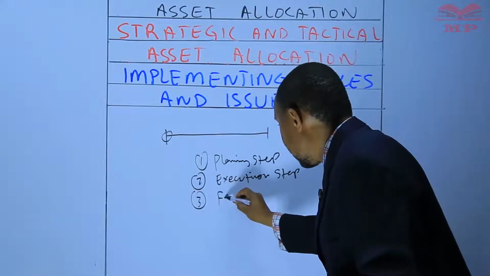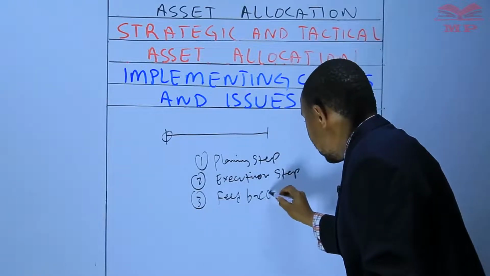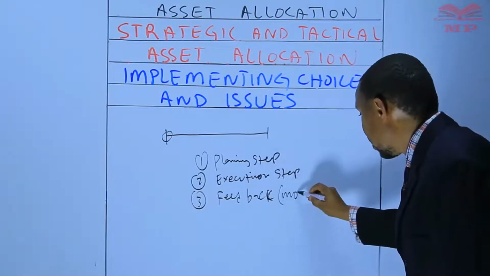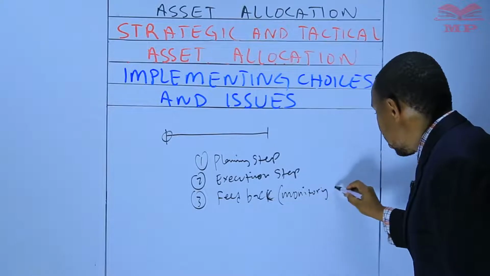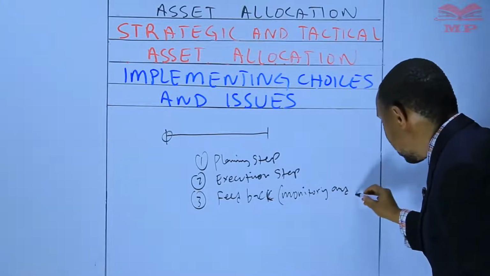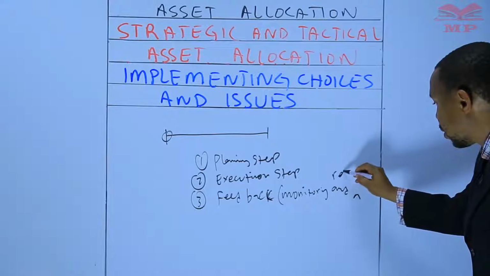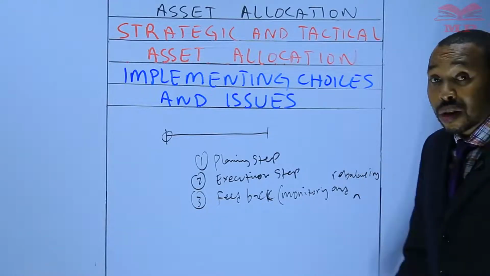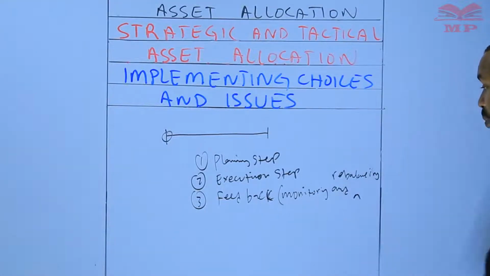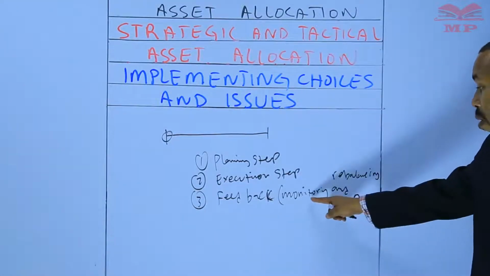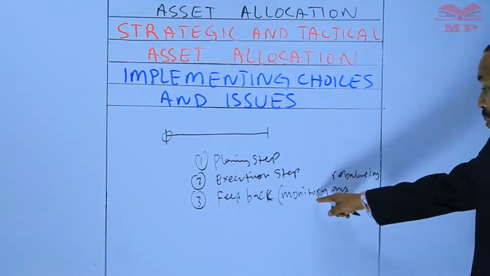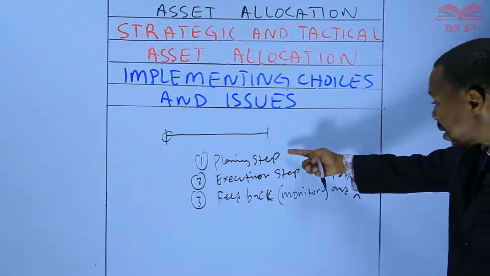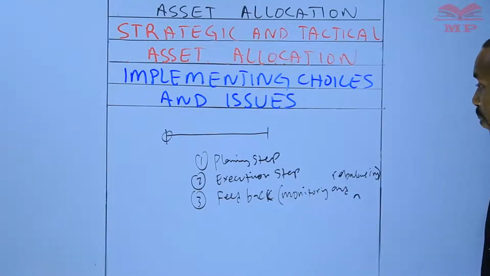Feedback, or what we can say, monitoring and rebalancing. Put a small arrow there, rebalancing. This is, of course, a very key topic under advanced portfolio, and we are going to learn very incisive details about how we can monitor and rebalance the portfolio. But for now, this is what we say is the portfolio management process.